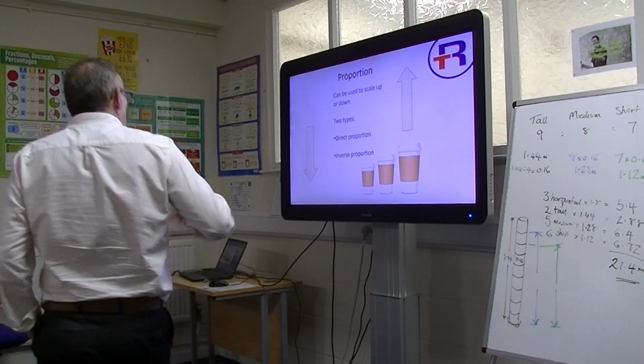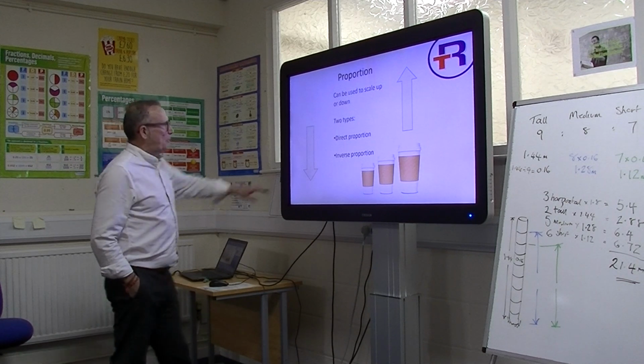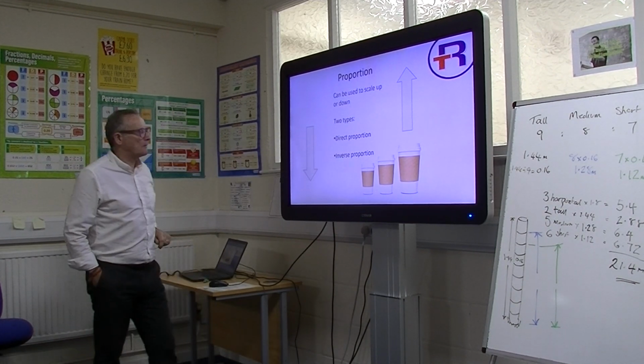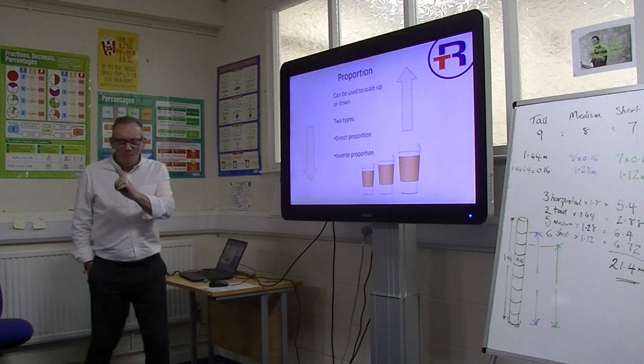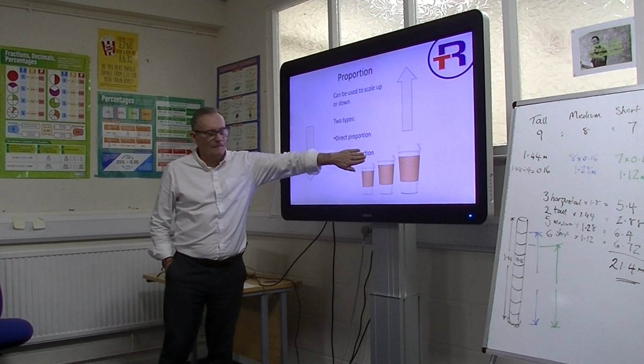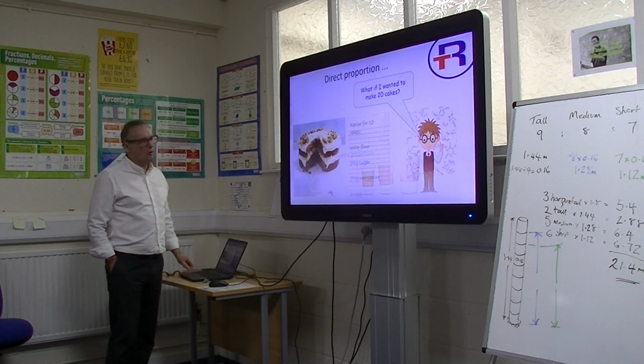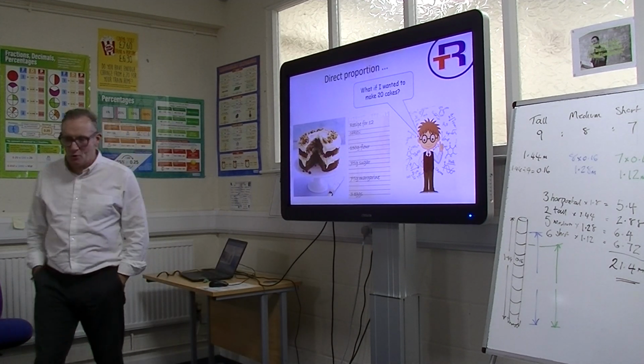Proportion can be used to scale things up or down. There are two types of proportion: direct proportion and inverse proportion. Common in the exam, this one. But fairly straightforward to do. Let's look at some direct proportion.